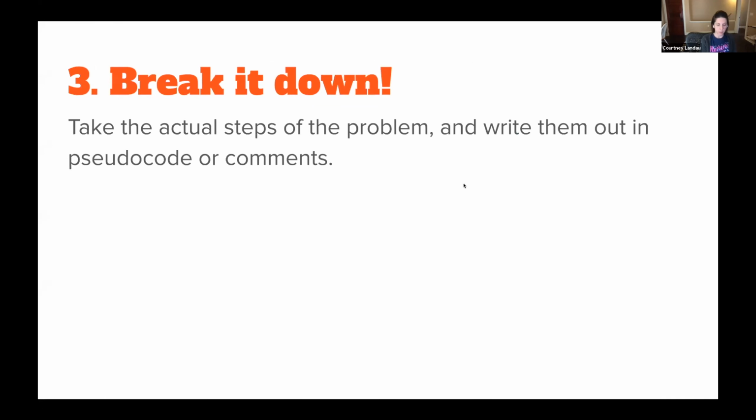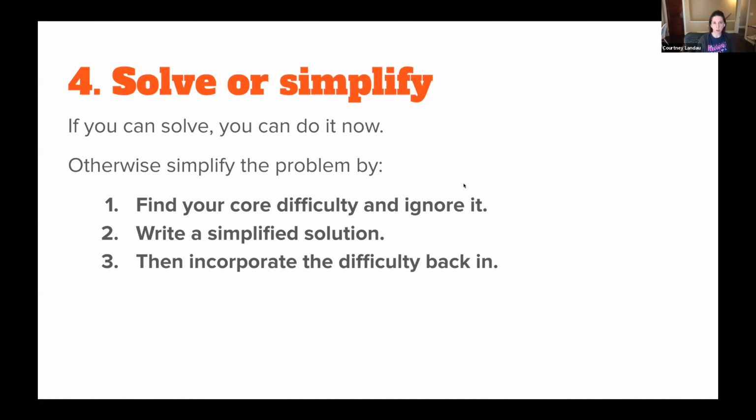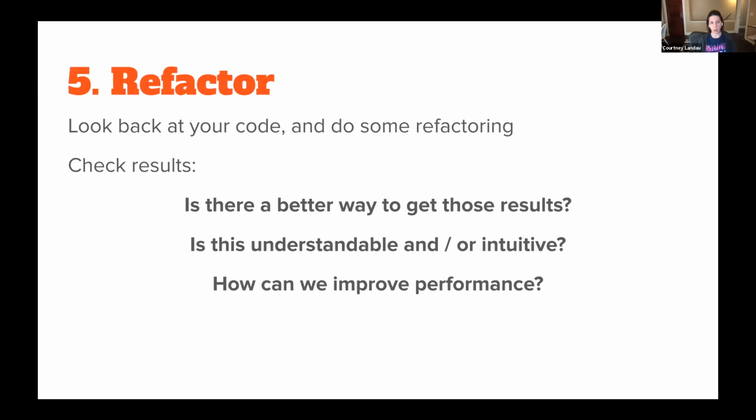And then I can move on to step 4, which is solving. If you can solve it now, you can go ahead and do that. Otherwise, if you still have difficulty and you're not sure how to solve it, you can simplify by finding the core difficulty, the part that you're not understanding, and taking it out, ignoring it. Then just write a simplified solution and try to incorporate that difficulty back in if you can. And so once you have, I'm not going to solve it just for time, but once you have that solved, then you would move on to step 5, which is refactor.